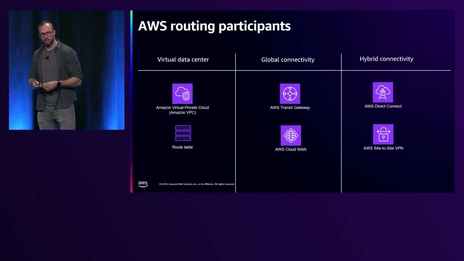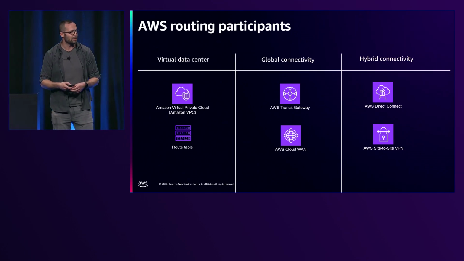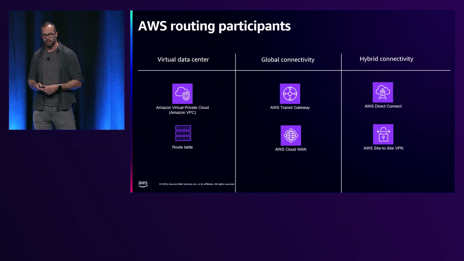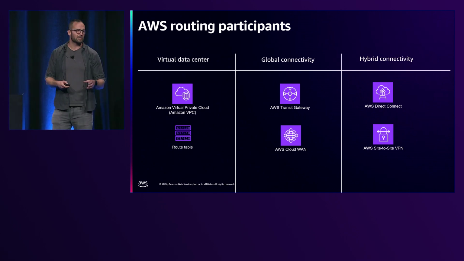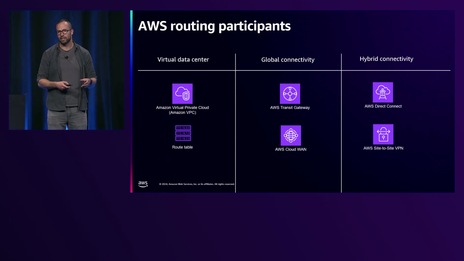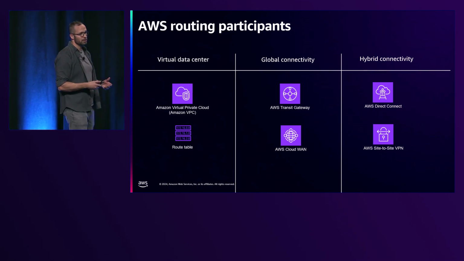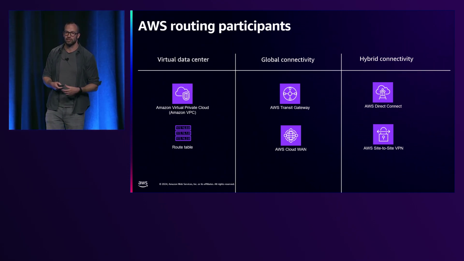From a hybrid connectivity standpoint, we'll look at AWS Direct Connect, which is our fiber connectivity to AWS, and then site-to-site VPN, a more traditional IPsec VPN tunnel managed by AWS. We'll also touch on software-defined wide area networks, SD-WAN, but we don't have a native solution. I'll show you how you integrate a third-party solution into AWS.